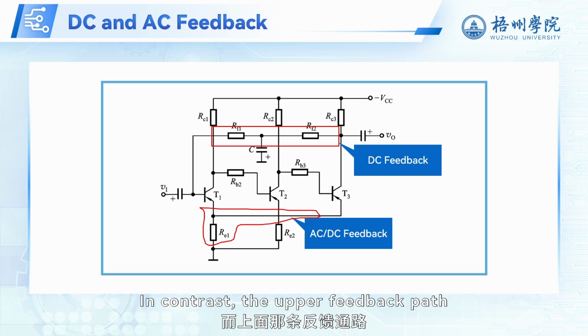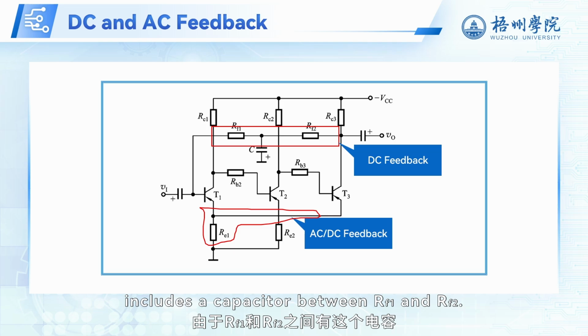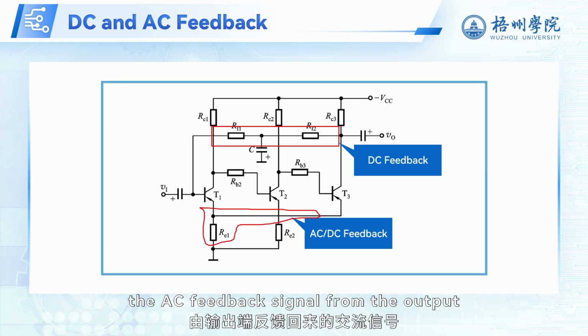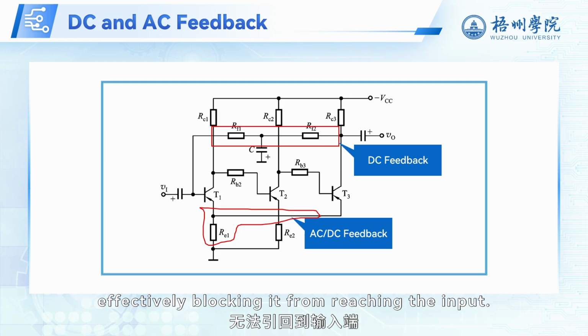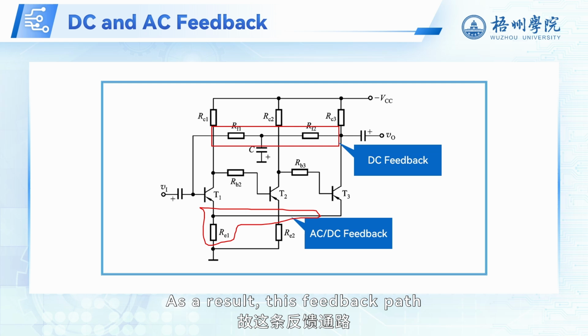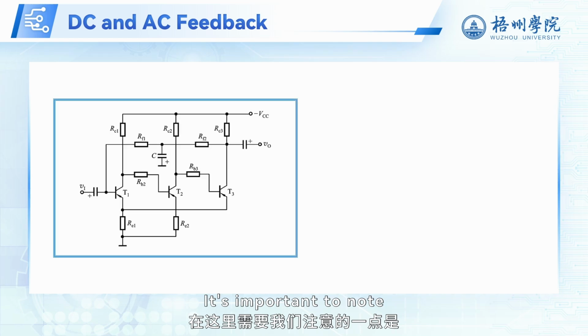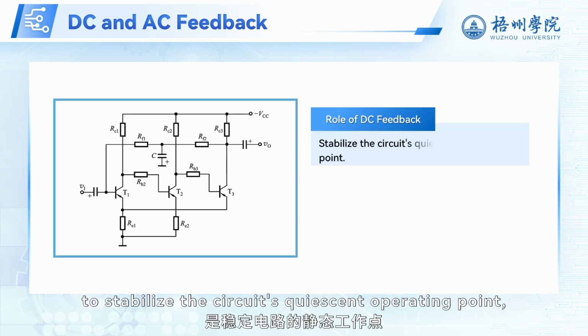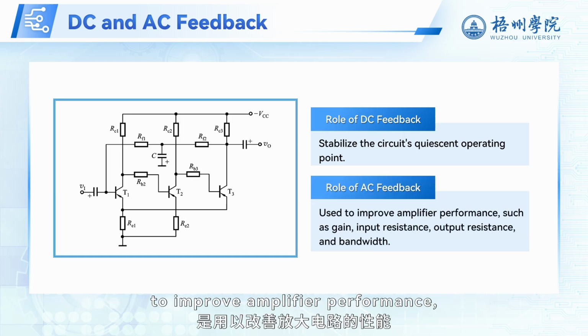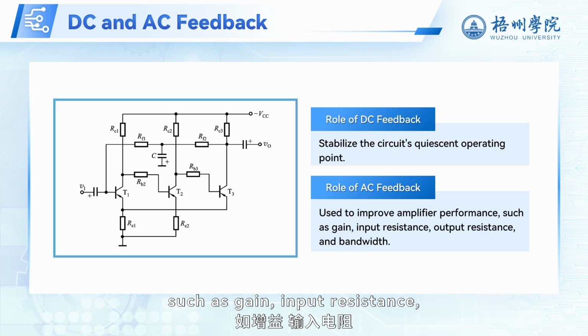In contrast, the upper feedback path includes a capacitor between RF1 and RF2. This capacitor allows the AC feedback signal from the output to go directly to ground, effectively blocking it from reaching the input. As a result, this feedback path introduces only DC feedback. It's important to note that DC feedback serves to stabilize the circuit's quiescent operating point, while AC feedback is used to improve amplifier performance, such as gain, input resistance, output resistance, and bandwidth.